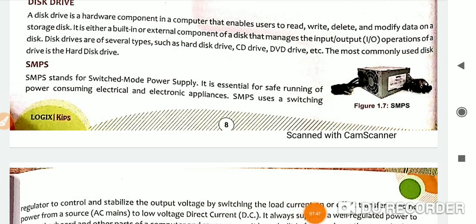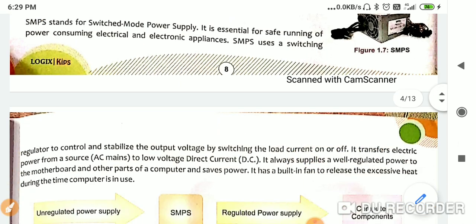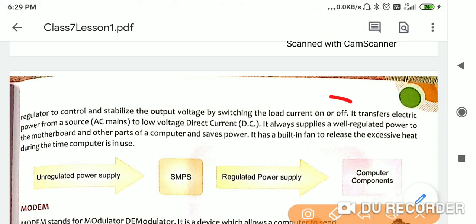Question number 5 is, write short notes on the following. The first one is SMPS. The answer is given on page number 8, and that you can see on the screen. SMPS stands for switched mode power supply. It is essential for safe running of power consuming electrical from here till current on or off. Till here you can see. Current on or off. Till here you have to write about SMPS.